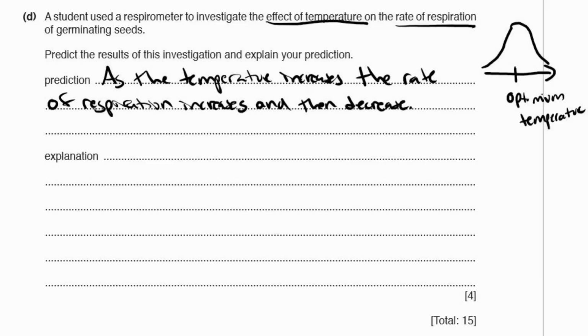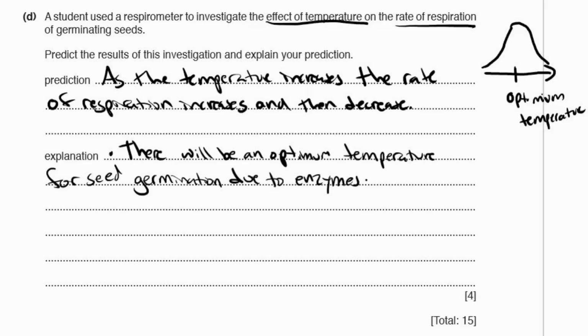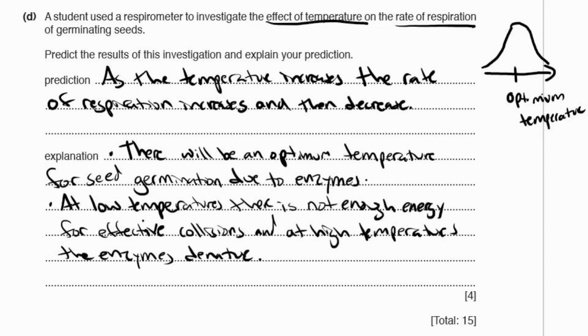Our explanation is obviously to do with enzymes. So there will be an optimum temperature for seed germination due to enzymes. So you can say, obviously, as you know, at low temperatures, there's not enough kinetic energy for effective collisions. And at high temperatures, the enzymes denature. So that would probably be 2 marks.